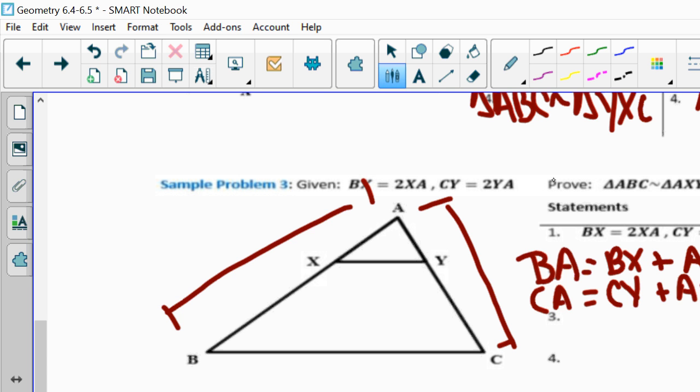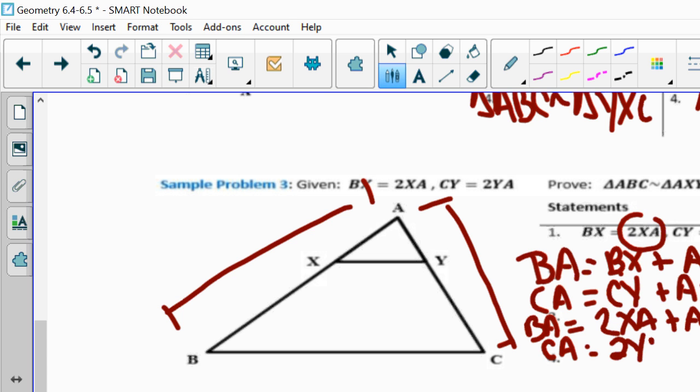Okay. So now, right, what do I know that BA is equal to? So BA equals, instead of BX, what do I know BX is? 2XA. 2XA plus AX. I'm going to do the same thing with CA. So CA equals, instead of CY, I'm going to replace it with 2YA plus AY. What did I do? I replaced something. I can only do that when I have equal signs. Substitution. So that's our substitution property.